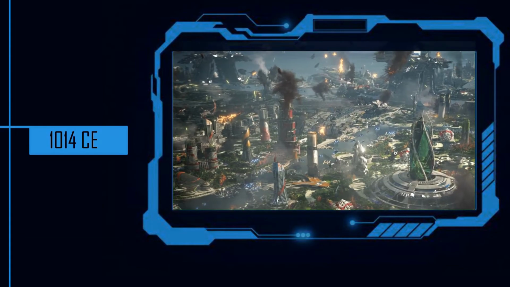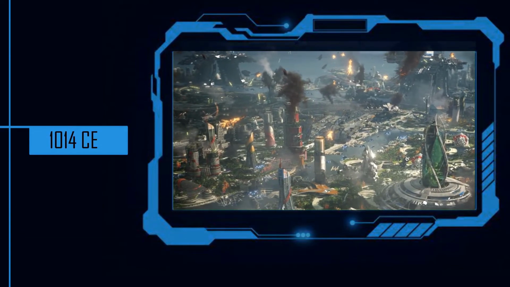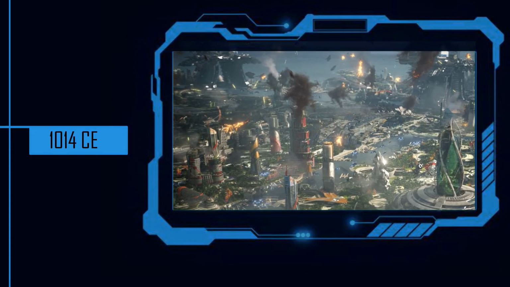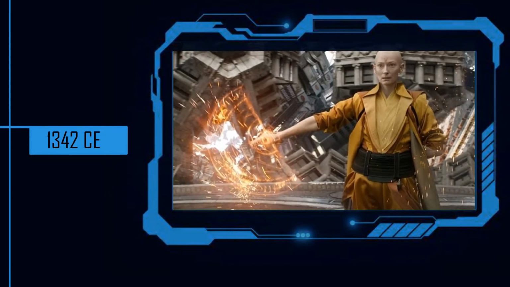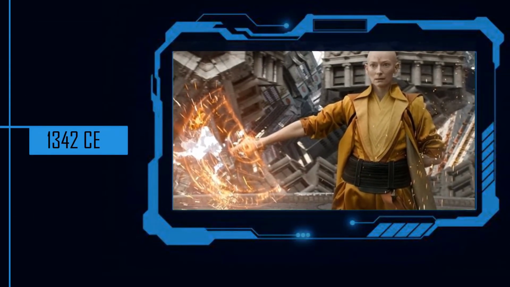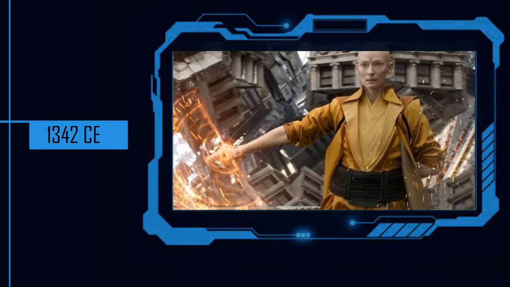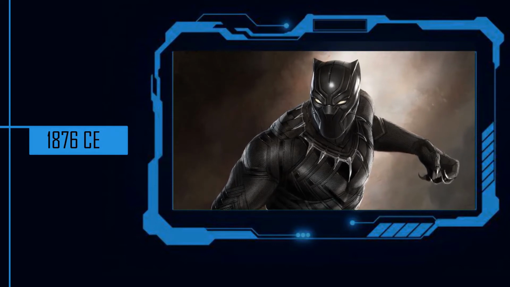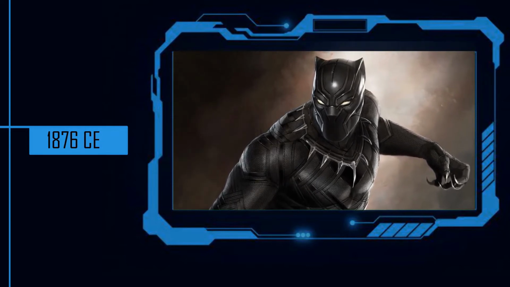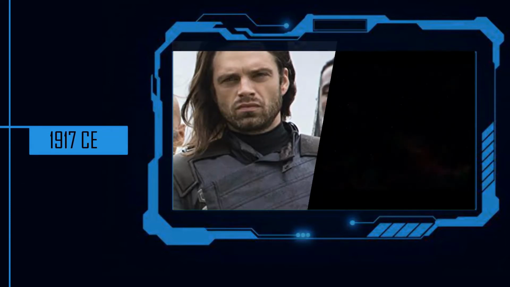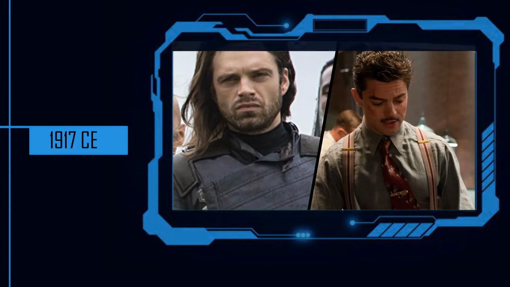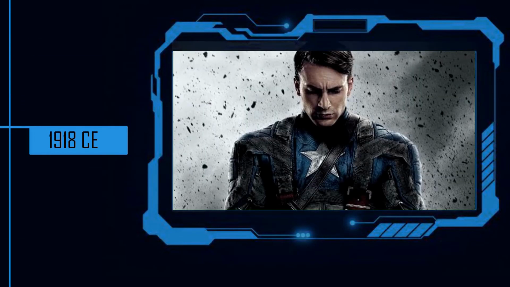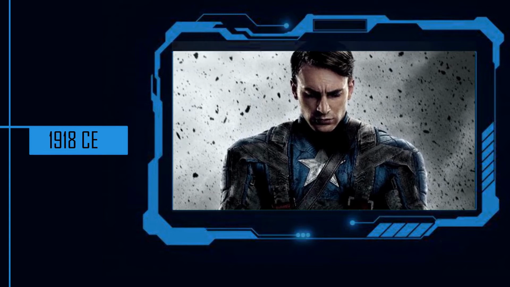1014 CE. Kree and Nova empires fight a war that lasts thousands of years. 1342 CE. The Ancient One is born. 1876 CE. Ulysses Klaue's great-grandfather is killed by Wakanda's Black Panther. 1917 CE. James Buchanan Bucky Barnes and Howard Stark are born in this year. 1918 CE. July 4th, Steve Rogers is born.